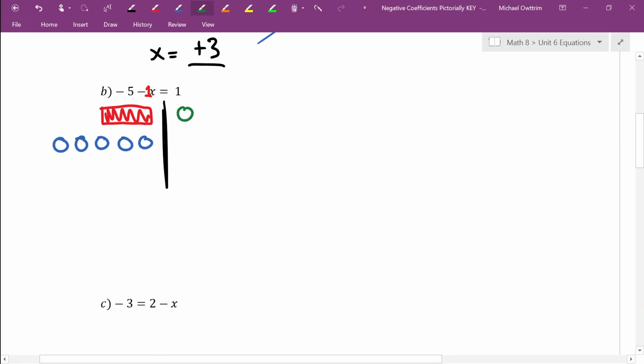On the other side, I've got 1 positive constant. There we go. First thing to do, cancel out my negative x. To do that, I'm going to need a positive x. Oops, this guy should be unshaded at the start. And this guy is shaded. Those cancel with each other.